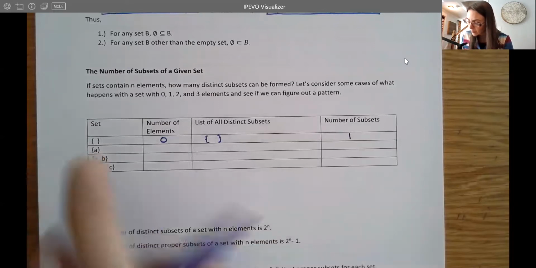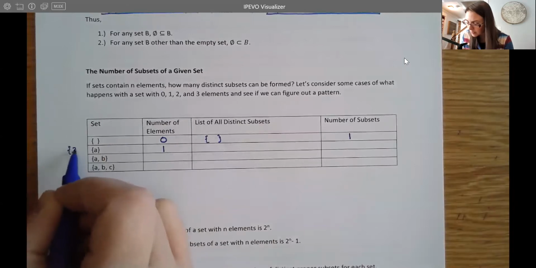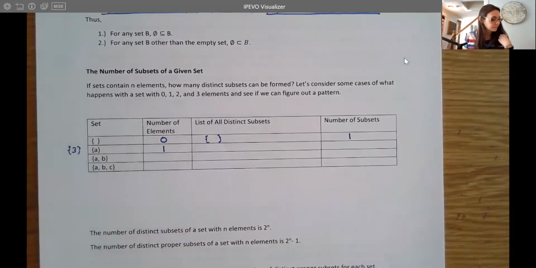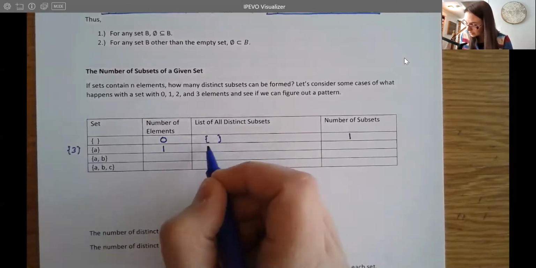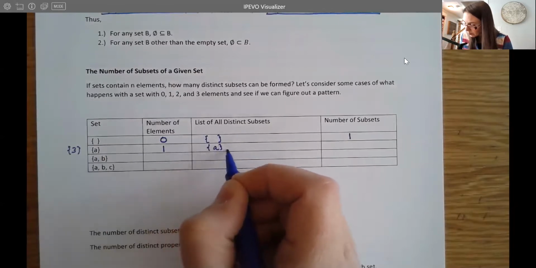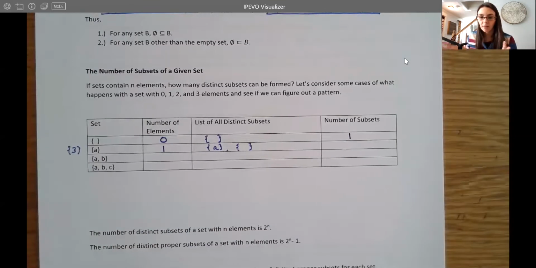Let's say I have a set with one element in it. So I'm using A here for my element, but you could use a number. Like, let's say it's the set with just the number 3, right? I actually could make 2 different subsets. So I could make what it is, that's set A, but the empty set is always a subset of all the other sets. So we could have the empty set as well. So I get 2 subsets.